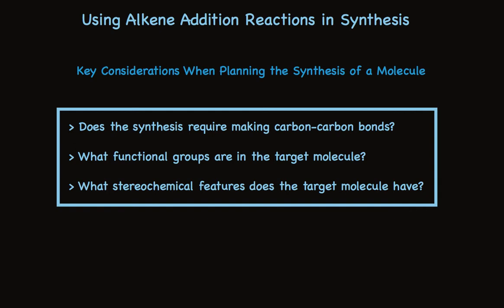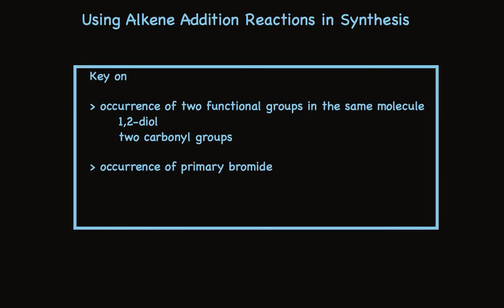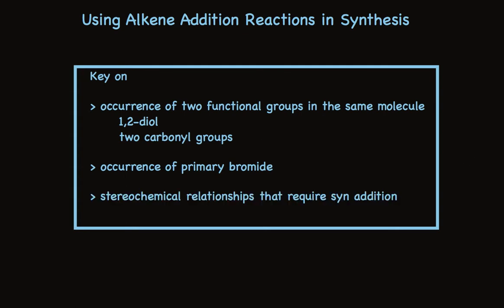With respect to functional groups, you should be looking for the occurrence of two functional groups: a 1,2-diol, compounds that have hydroxyl groups on adjacent carbons, and molecules that have two carbonyl groups, indicate specific addition reactions that I've described in this video. Beyond that, if the molecule is a primary bromide, you can consider adding HBr to an alkene in an anti-Markovnikov way. And thirdly, there are stereochemical cues that suggest that syn addition has occurred to an alkene. Let's take a look at a few examples.